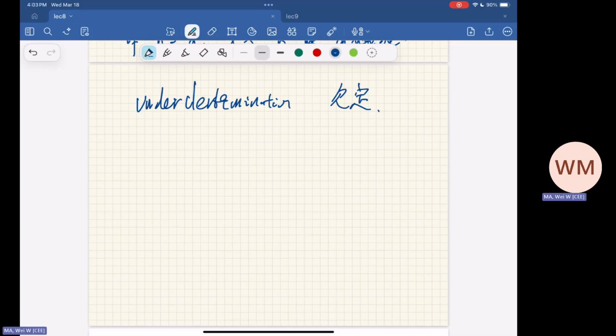Then what you can do, basically there are multiple solutions. There are two famous ones. One is called lasso, another one is called ridge regression. Maybe I skip the detail, but the idea is very simple.